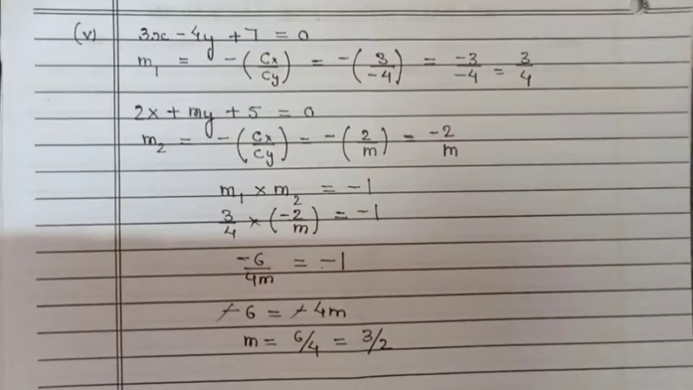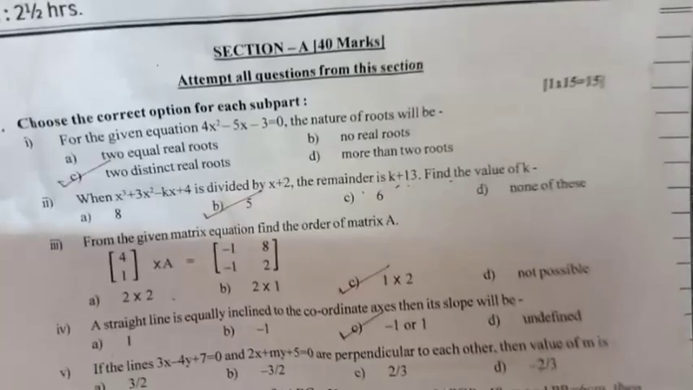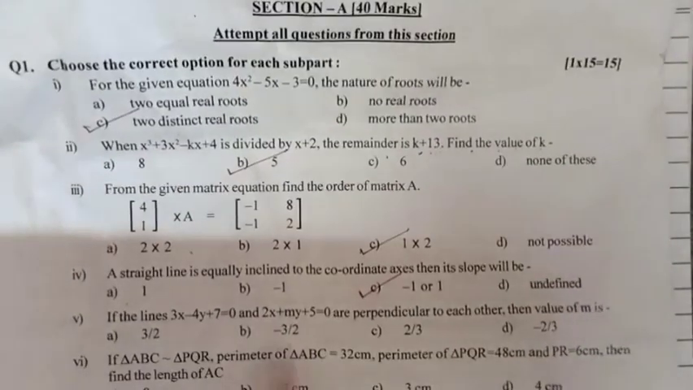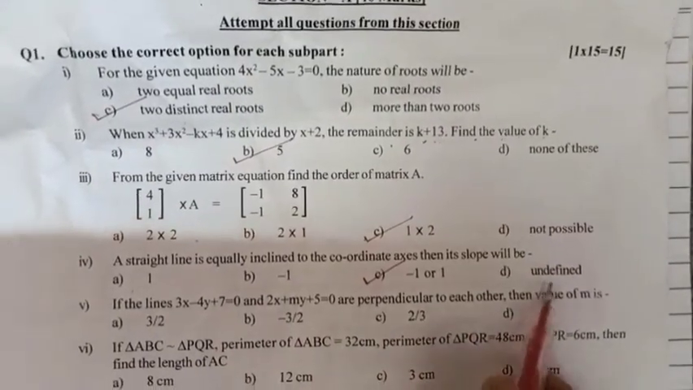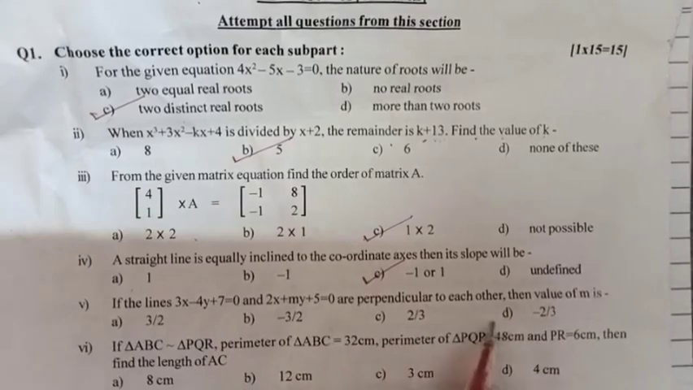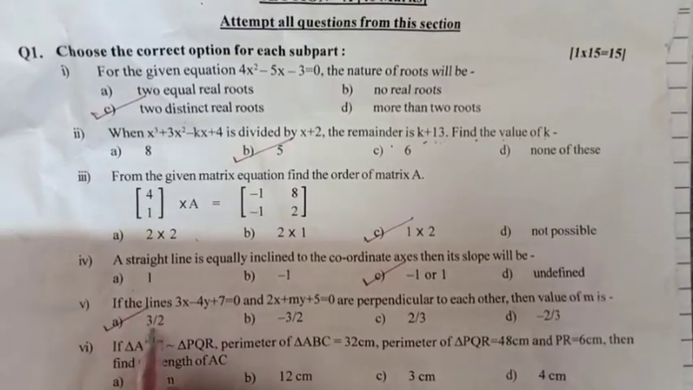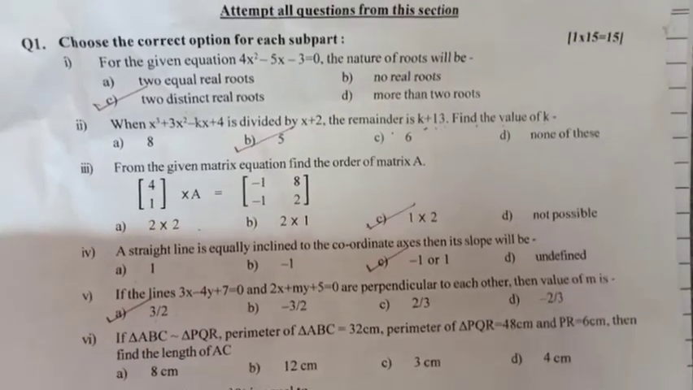So this will be the value for m. In this one, we were asked to find the value of m. So our option should be A, 3 by 2. This is clear. Now moving on to the sixth part.